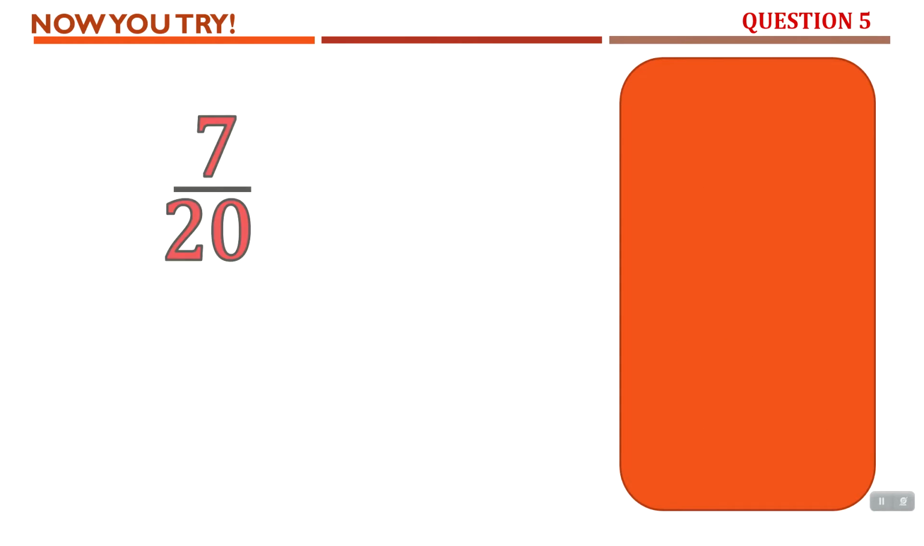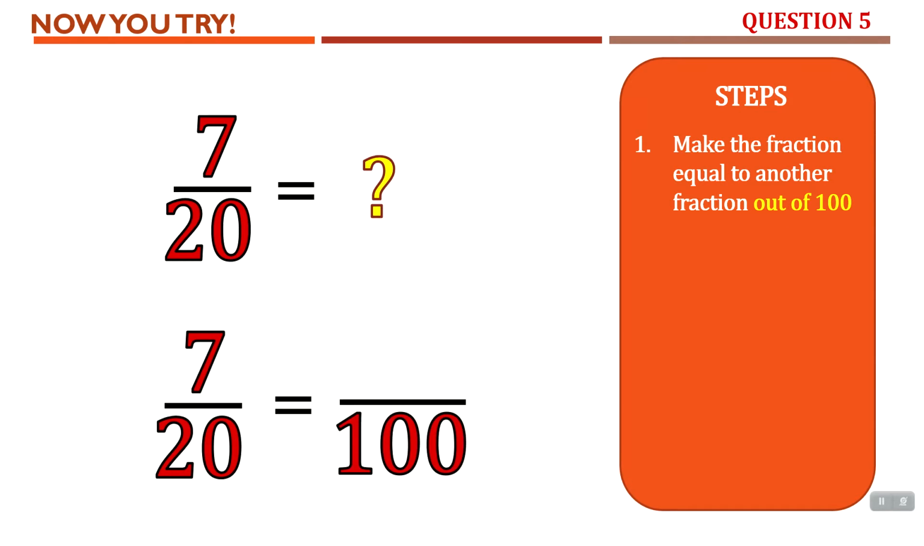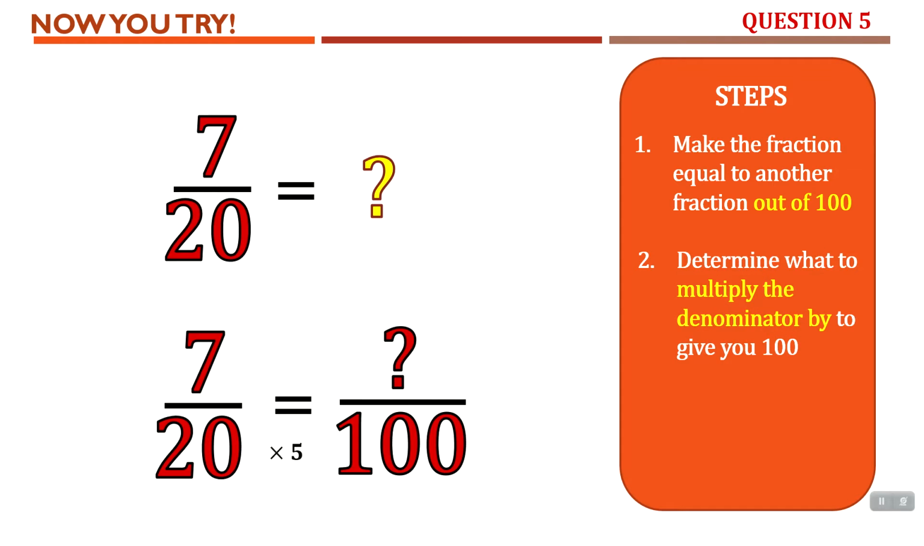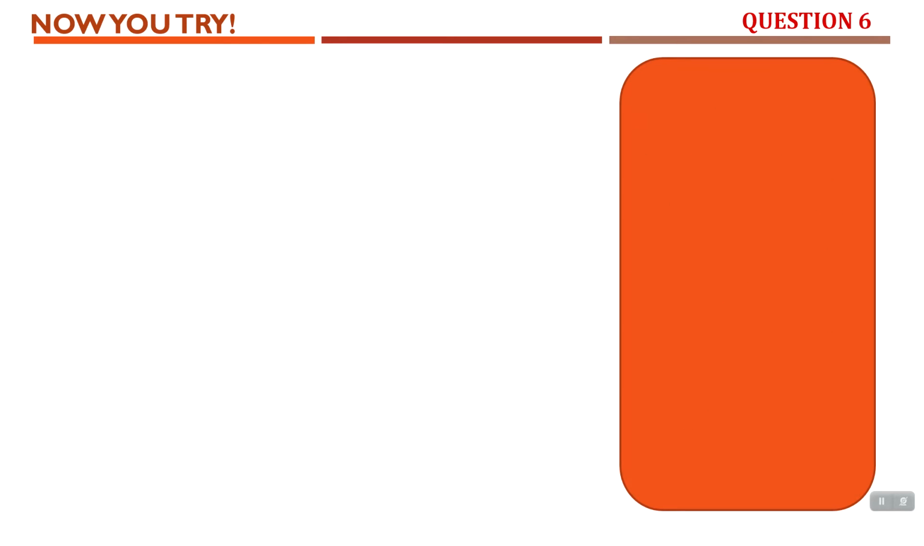Question 5. 7 out of 20 is equal to what percentage? Step 1, make them equivalent to a fraction out of 100. 20 times 5 is 100. And so 7 times 5 is 35. 7 out of 20 is equal to 35%.